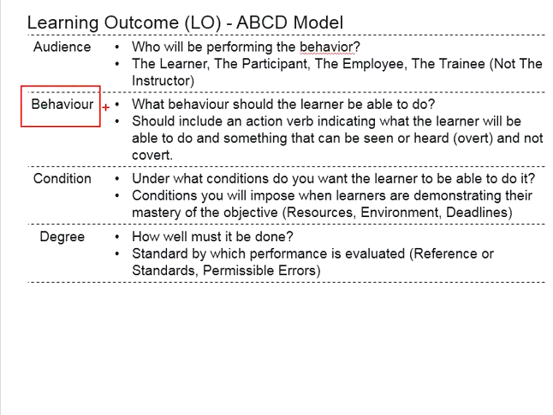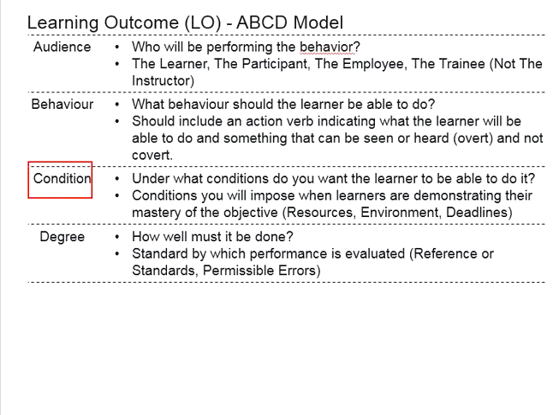Second is the behavior. What behavior should the learners be able to do? And the behavior is normally represented by the action verb. The action verb will indicate what the learner should be able to do. And this behavior should be something that can be seen, something that is observable.